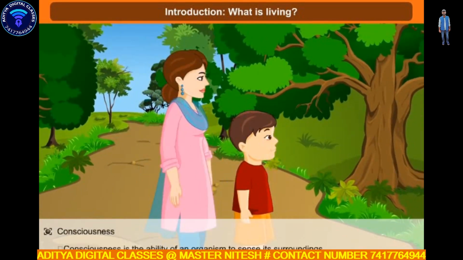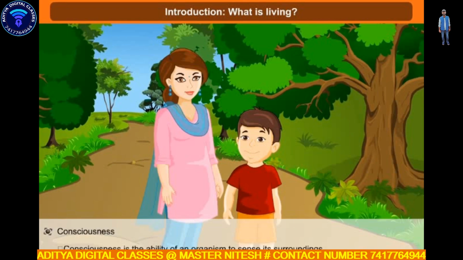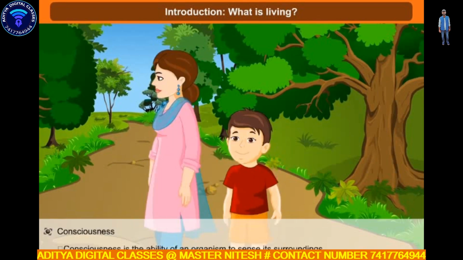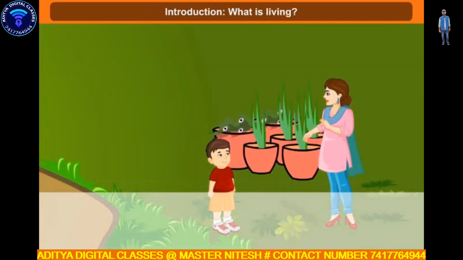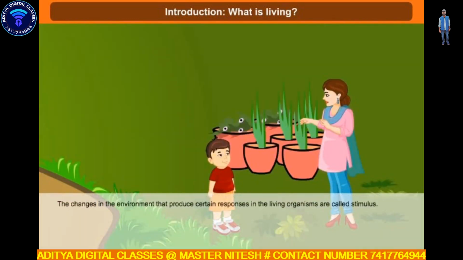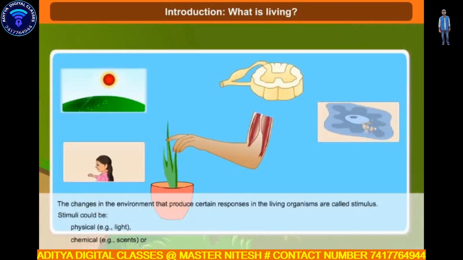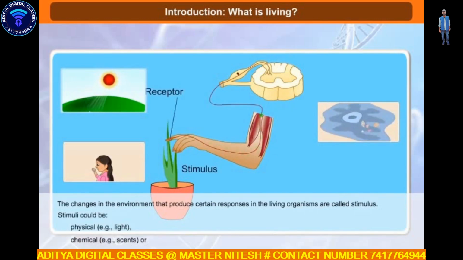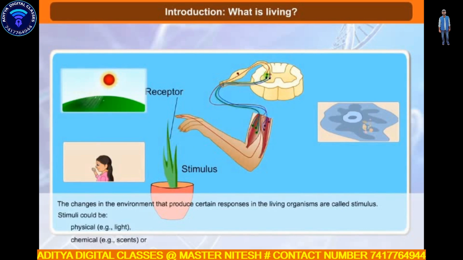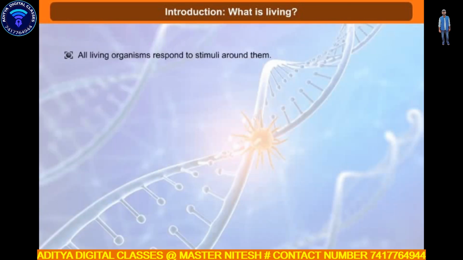Consciousness. Consciousness is the ability of an organism to sense its surroundings. The changes in the environment that produce certain responses in the living organisms are called stimulus. Stimuli could be physical, example light, chemical, example scents, or biological, microbe. All living organisms respond to stimuli around them.